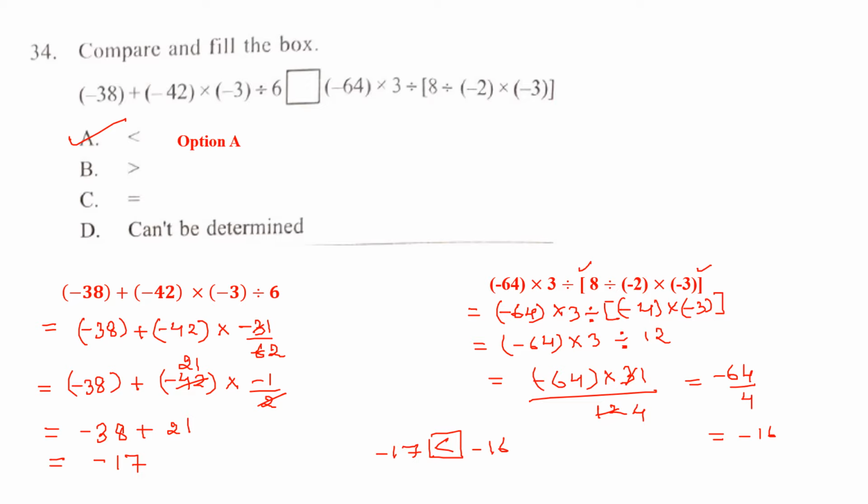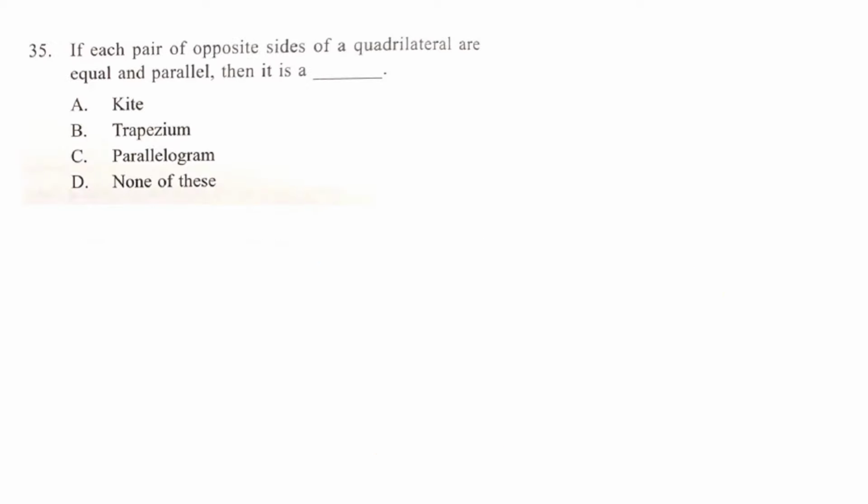Now we are moving to the next question. The question is, if each pair of opposite sides of a quadrilateral are equal and parallel, then it is a, so this is a very straightforward question. It is a parallelogram. Okay. If you don't know, I have already uploaded my video for the topic understanding quadrilaterals, where I've explained each and every quadrilateral in detail with all the properties. So you can watch those videos. Okay. So here the correct answer is option C.